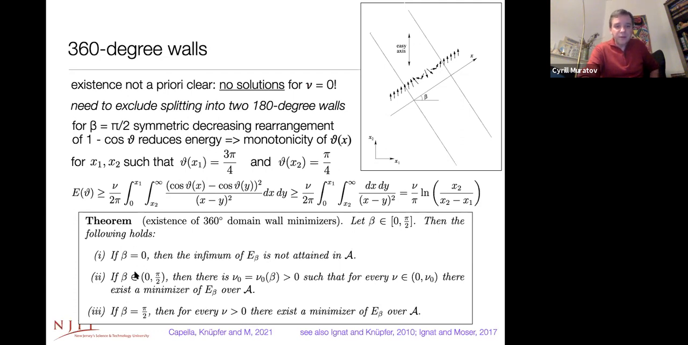However, if beta is between 0 and pi/2, so intermediate angles, we know only that minimizers exist for a certain range of values of nu, sufficiently small. And this is because we no longer know whether or not the minimizers are monotone. And for beta equals 0, corresponding to the Néel situation, there are no solutions.